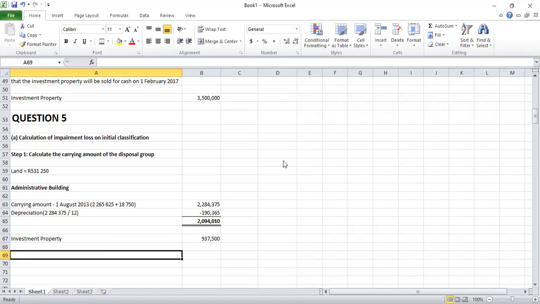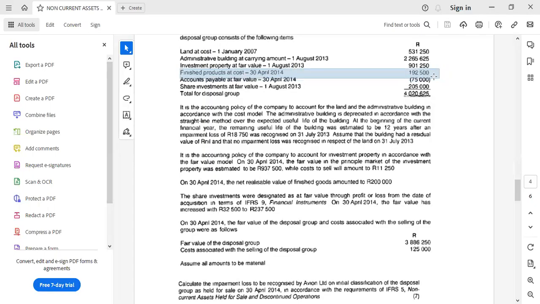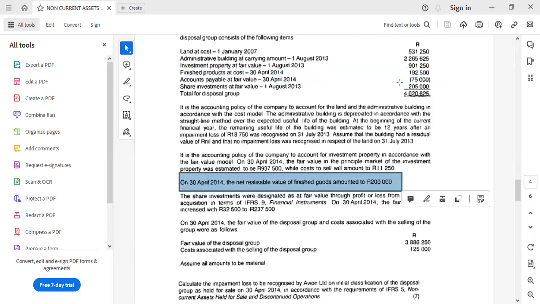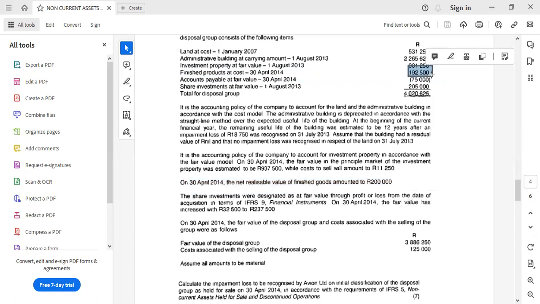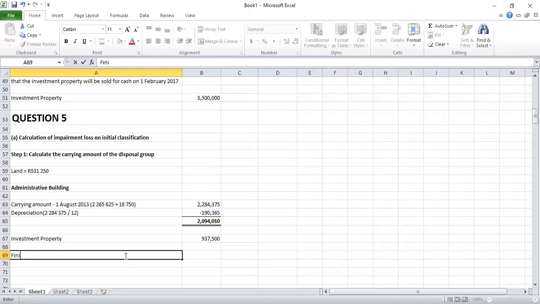Any finished goods? Finished goods, we know that they will be recorded according to IAS 2, lower of cost and net realizable value. On 30 April, the net realizable value of the finished goods amounted to 200,000. The cost is 192,500. So we're going to use the cost, which is lower. So finished goods, use lower cost, which is 192,500.